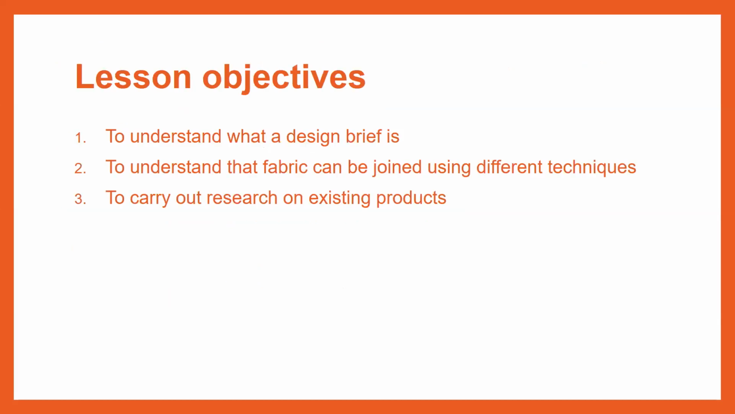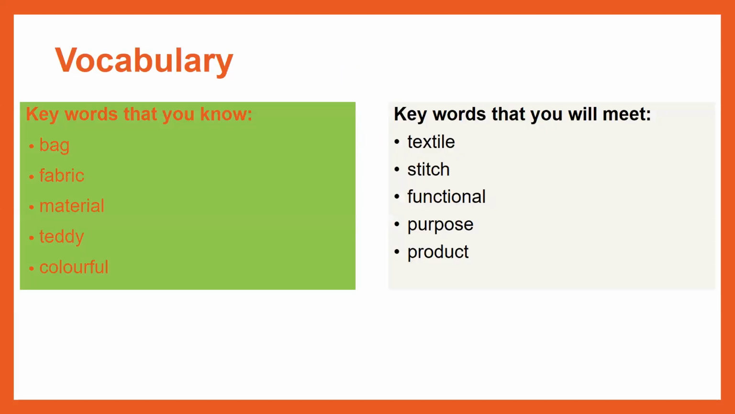Okay, so our objectives for today's DT lesson are to understand what a design brief is. We have spoken about design briefs previously, so hopefully you'll make some links with some of your learning in the autumn term. Number 2 is to understand that fabric can be joined using different techniques, and to carry out some research on existing products that are already available to buy at this moment in time. Vocabulary words that we already know are bag, fabric, material, teddy and colourful.